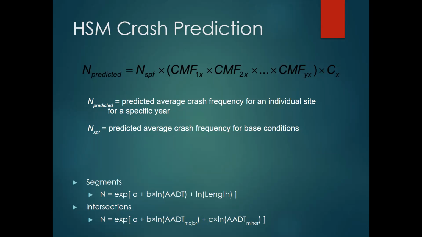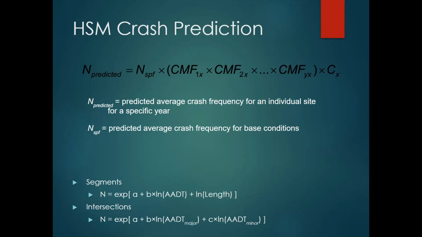N predicted would then be the average crash frequency for an individual site for a specific year, and the SPF will be the average crash frequency for base conditions. The base conditions are the conditions that existed on the sites where they used data. So let's say the sites that they used for a two-lane road had 12 feet lanes and 6 feet wide shoulders, and those are the base conditions. That's the direct prediction you get from the SPF. Now, if there is a clear difference between your site and the sites the SPF was developed from, you will apply that as a CMF. So a CMF could be for shoulder width.